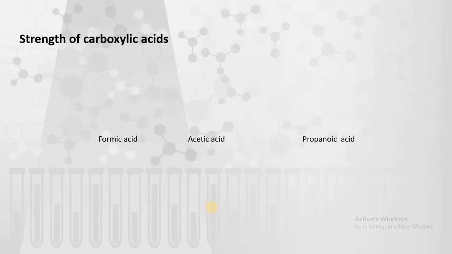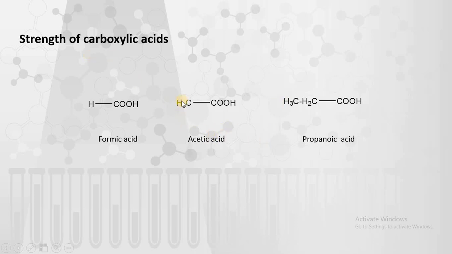Then if you consider the strength of carboxylic acids, this question may be asked sometimes in the examination: acetic acid is a weaker acid as compared to formic acid. This can be explained with the help of the inductive effect. So how? These are the structures of the carboxylic acids. This is formic acid, where the COOH group is attached to a hydrogen atom. In acetic acid, COOH is attached to the CH3 group, and in propanoic acid, it is attached to the CH2-CH3 group. So what happens here?